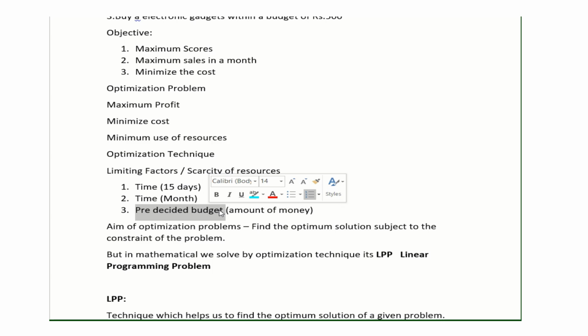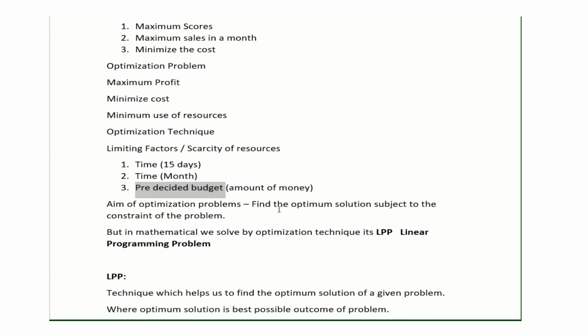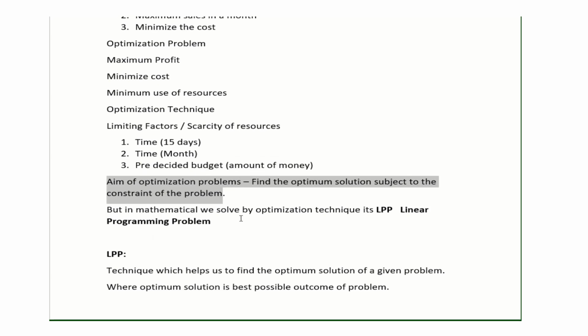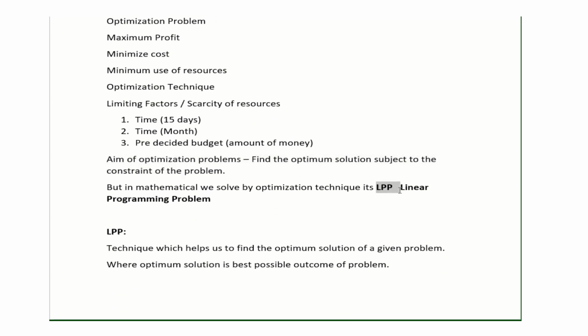One concept is known as the linear programming problem. It's an optimization problem aimed at finding the optimal solution subject to the constraints of that particular problem. What are the constraints? The limiting factors and scarce resources are the constraints for that particular situation in reaching the objectives. In mathematics, for this you have to use an optimization technique. It's known as LPP, another name for linear programming problem.